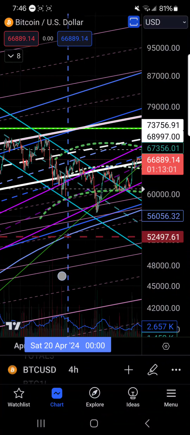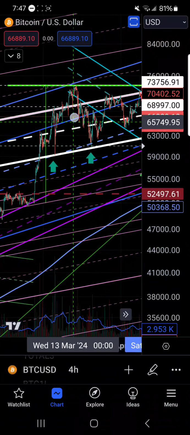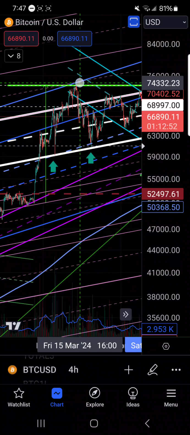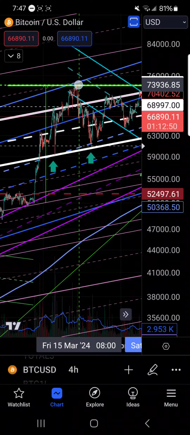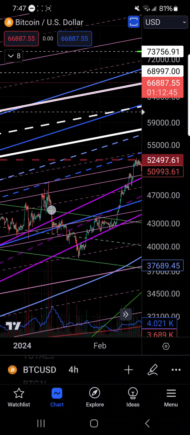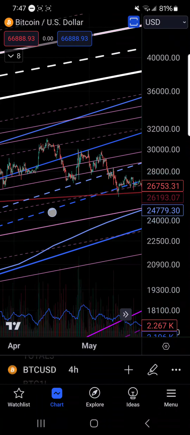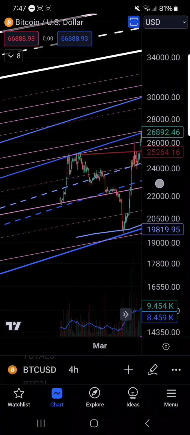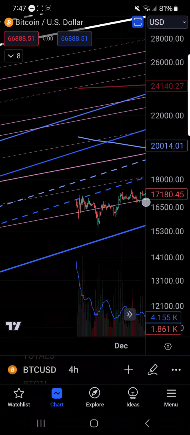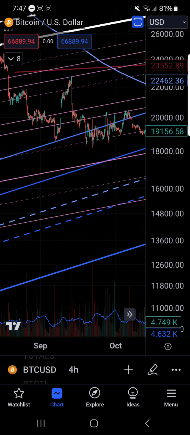And I can go briefly back in time probably. Well, you can see that here at our 73, the top of the light blue channel acted as resistance. So we're trading within that channel. I don't believe that we've traded outside that channel. Oh, we did back here.